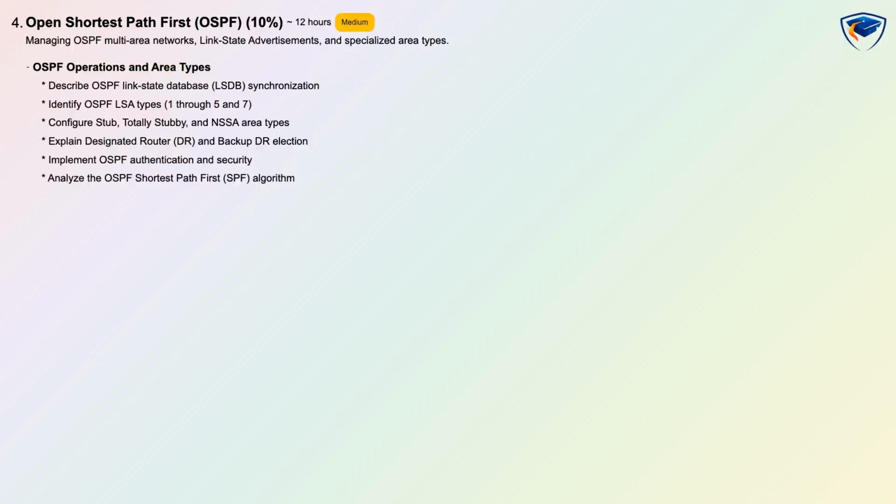OSPF accounts for 10%, is medium difficulty, and needs around 12 hours with conceptual and scenario-based assessment. You will manage multi-area OSPF, understand LSDB synchronization and the different LSA types, and configure special area types like stub, totally stubby, and NSSA. The domain also covers DR and BDR elections, OSPF authentication and security, and analysis of the SPF algorithm for route computation.